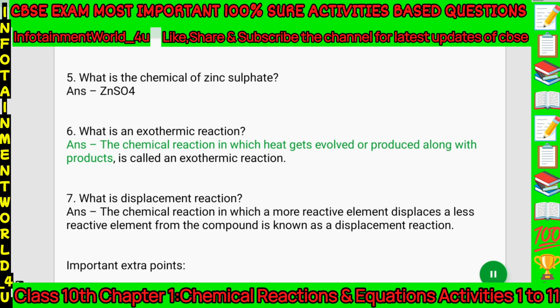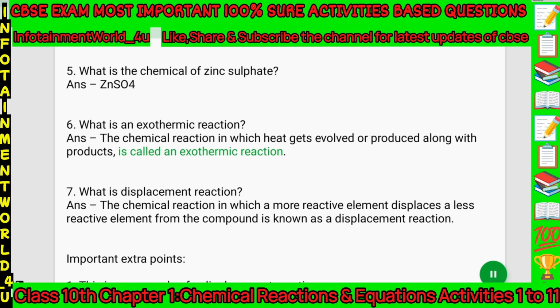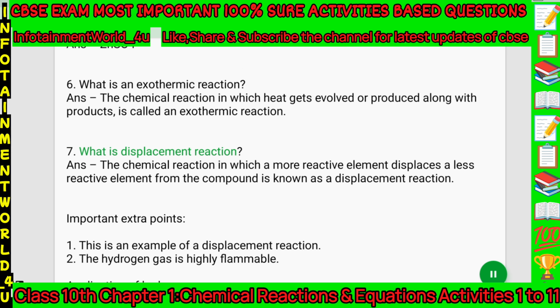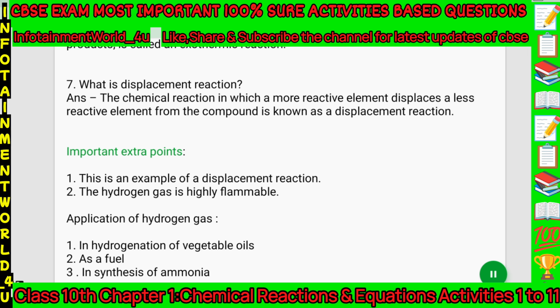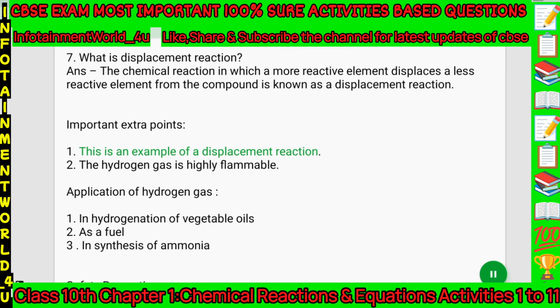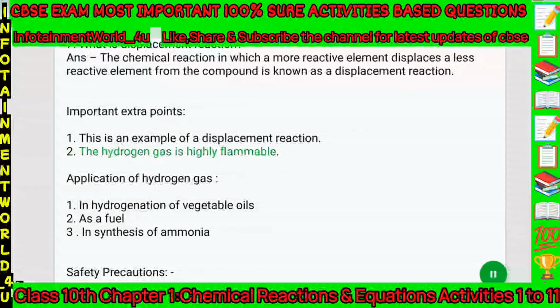6. What is an exothermic reaction? Ans. The chemical reaction in which heat gets evolved or produced along with products is called an exothermic reaction. 7. What is a displacement reaction? Ans. The chemical reaction in which a more reactive element displaces a less reactive element from a compound is known as a displacement reaction. Important extra points: 1. This is an example of a displacement reaction. 2. Hydrogen gas is highly flammable.